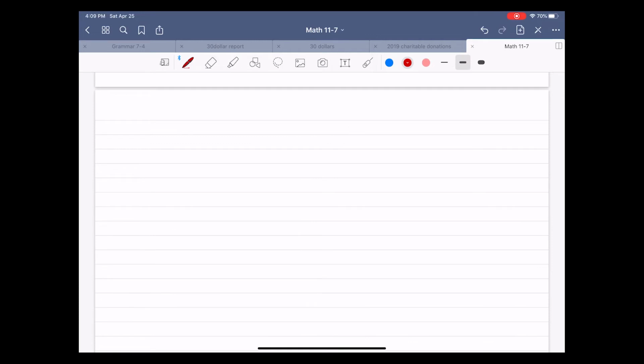All right. Number 5. 28 is less than or equal to 6 times the quantity of x plus 4. So I'm going to rewrite this.